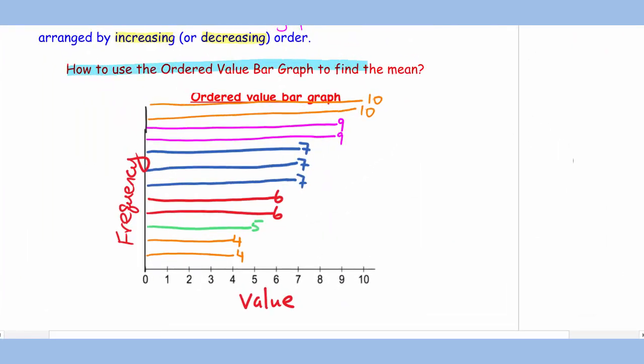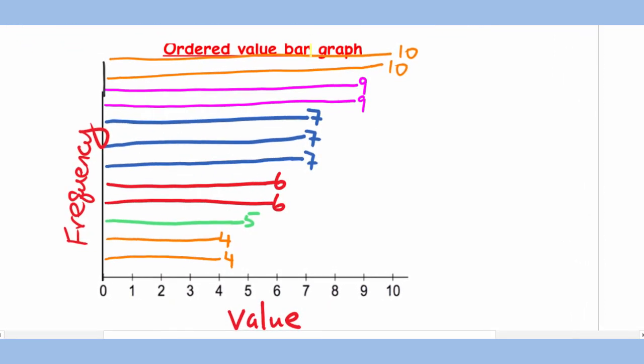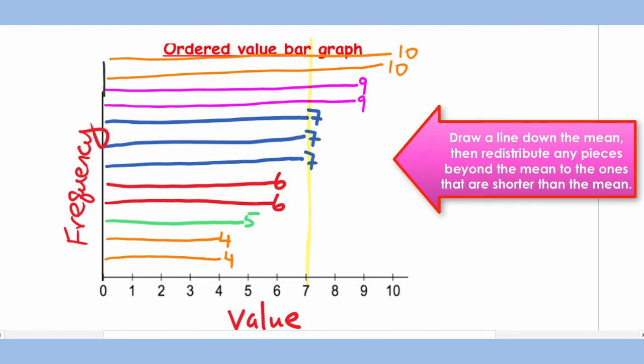Now, did you know that you can find a mean using this order value bar graph? To do so, all you need to do is to play around with the give and take game. From the previous slide, we know that the mean is 7. So for the longer bars, all we need is to take out the extra pieces passing 7 and redistribute them to the shorter bars until all of them are even.